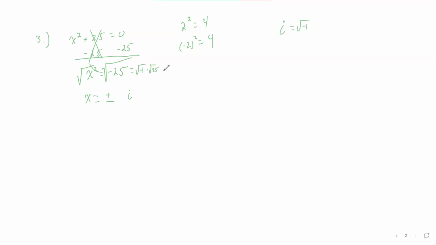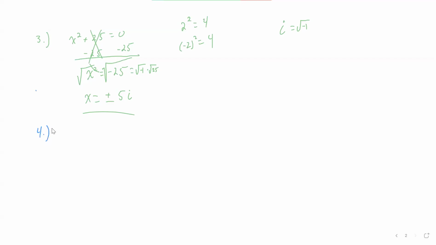I just separated it as a negative over here and 25 over here. And this negative became an i. Now I can just look at the square root of 25. And what's the square root of 25? 5. So now my answer is plus or minus 5i. It's not a real answer, but it's an imaginary answer. Alrighty. So let's keep this going then.